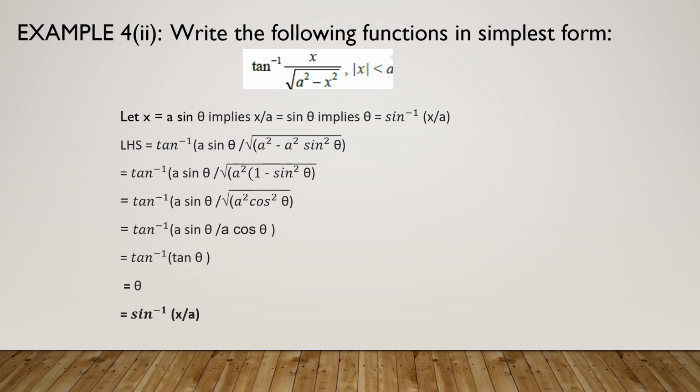Now you will get the reason why we had taken x is equal to a sine theta, because if you look at the example, the denominator is of the type a square minus x square. So you know that 1 minus sine square is cos square and 1 minus cos square is sine square. So on the basis of that you have to make the assumption. So our left hand side is tan inverse of tan theta, which is theta, and what is theta? Sine inverse of x by a. So the simplest form is sine inverse of x by a.